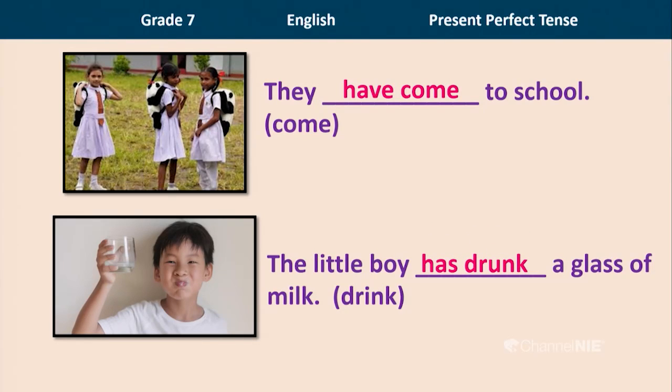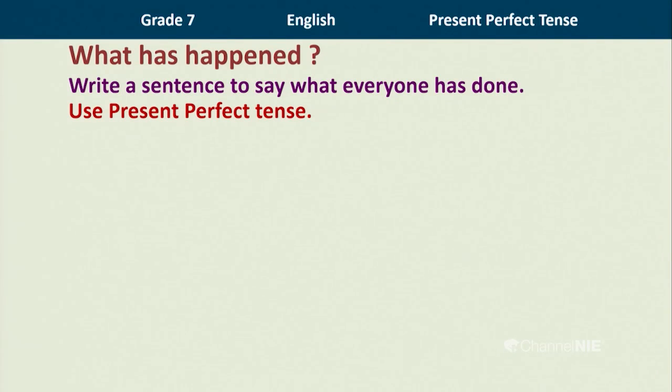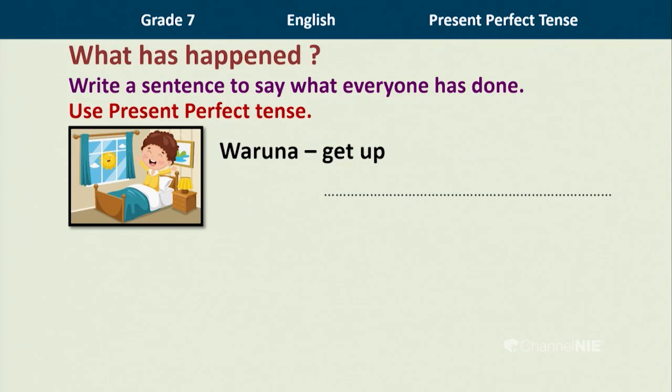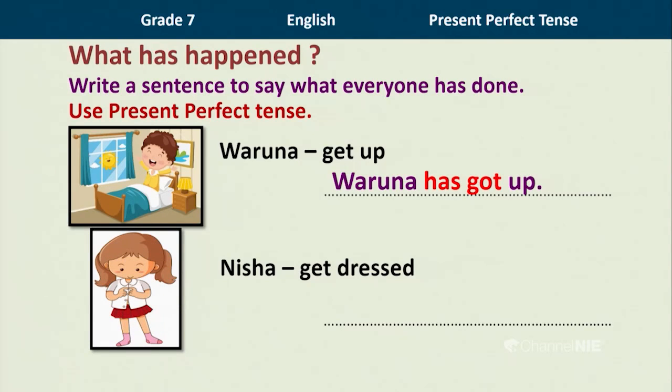Now children, I believe you can understand the formation of present perfect tense. You have to use has or have plus the past participle. Fine. We'll move to another activity. What has happened? Write a sentence to say what everyone has done. Use present perfect tense. Right. Look at the picture. Varuna has got up. Yes. Varuna has got up. Second sentence. Nisha has got dressed.